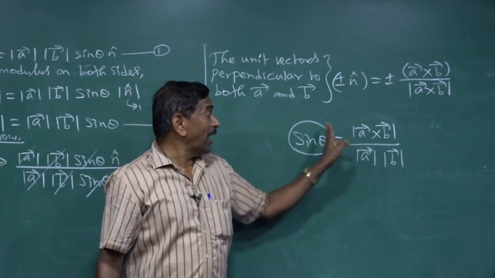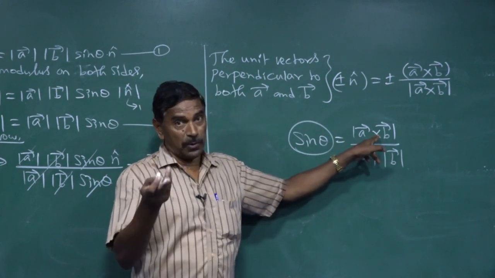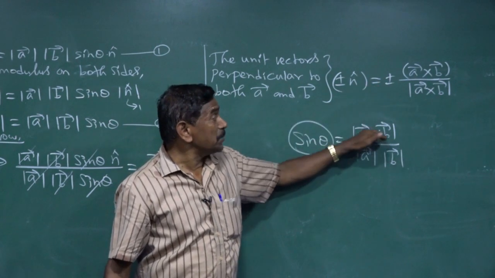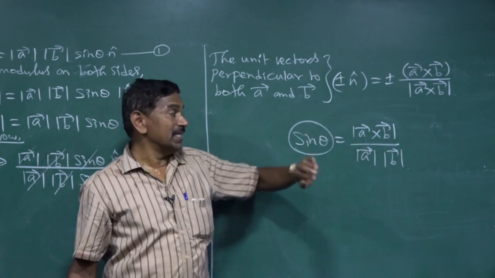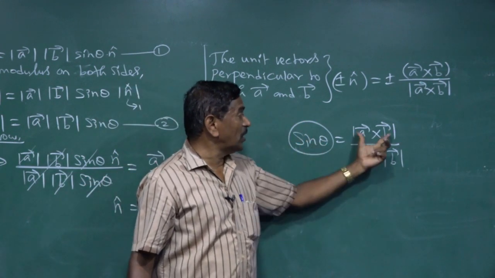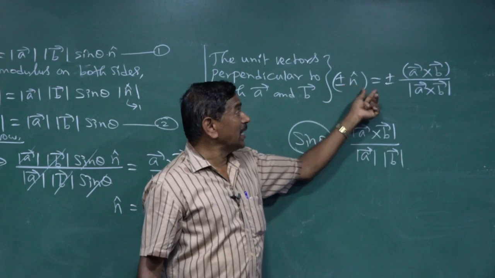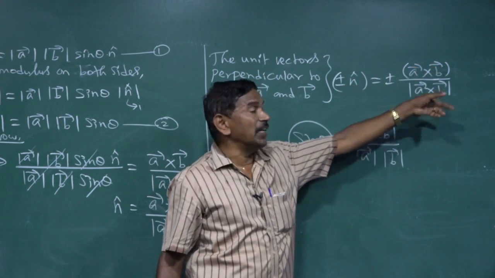Otherwise, find the angle using cross product or vector product, both the same. What is the difference between these two formulas? How to learn easily? Sin theta equals total modulus by separate modulus, but plus or minus n cap equals plus or minus no modulus by total modulus. So it is a technique to learn easily.